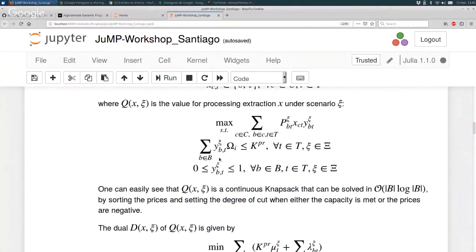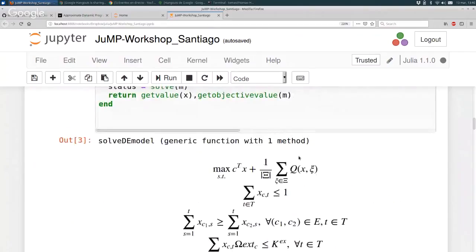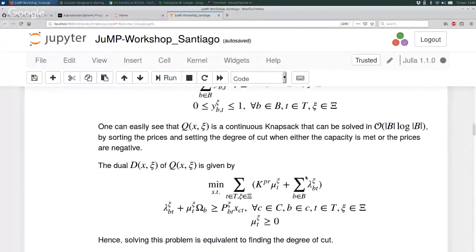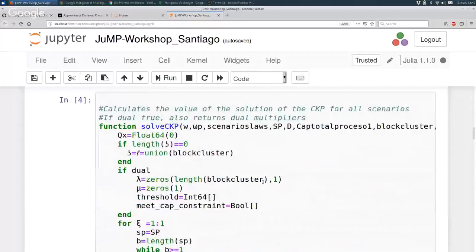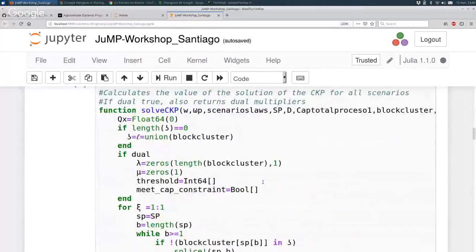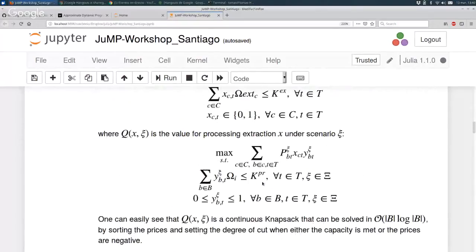You can always write the sub-problem, write the dual of this, and write it as a cutting plane problem. This is what I did over here. So this is the dual. Well, you can see that the primal is very easy. Once you know which cluster you're going to extract, you just sort the loss of the blocks that you extracted, and you pick the best ones.